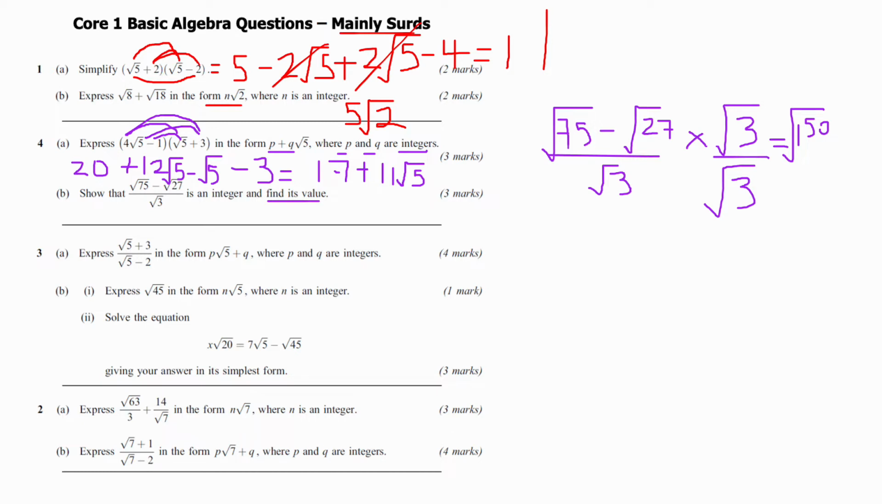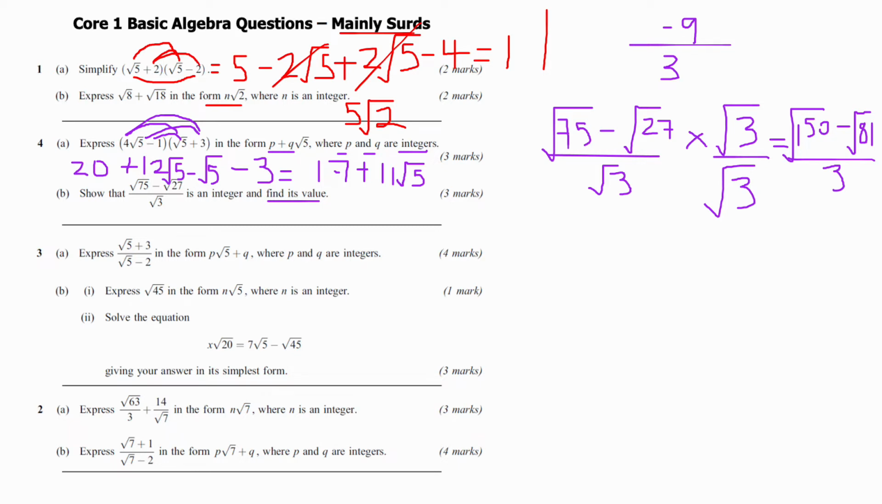Okay, and then root 27 times root 3 is going to be root 81, which simplifies to 9, because the square root of 81 gives us a whole number. Root 3 times root 3 just goes to 3. So I'm going to simplify this surd here. I've got something take away 9 all over 3, if that makes sense so far.